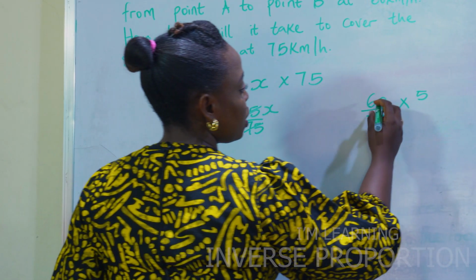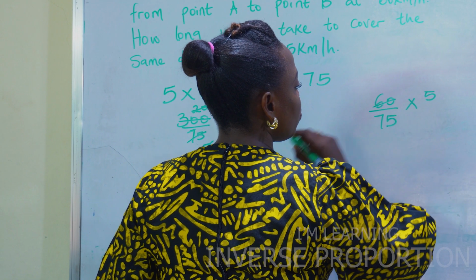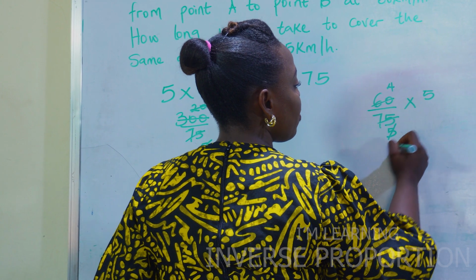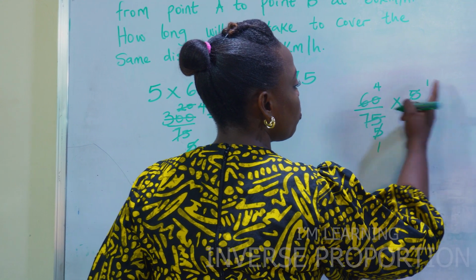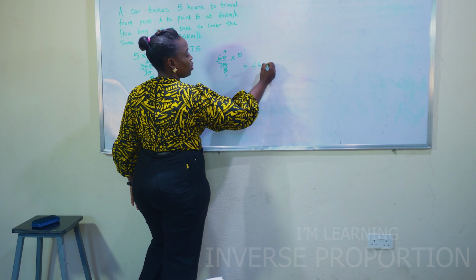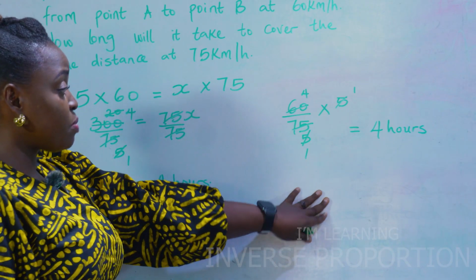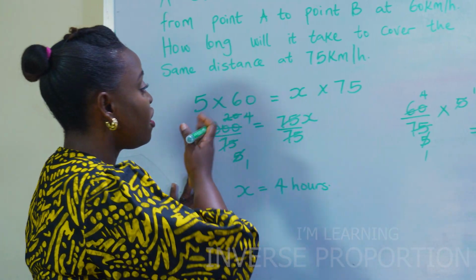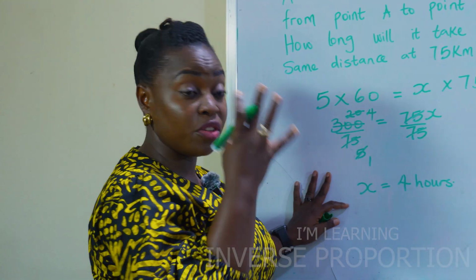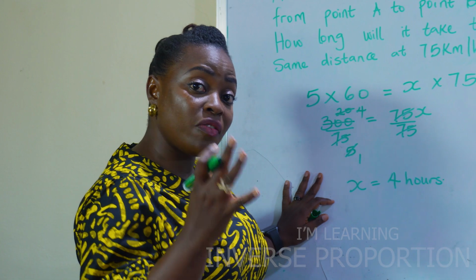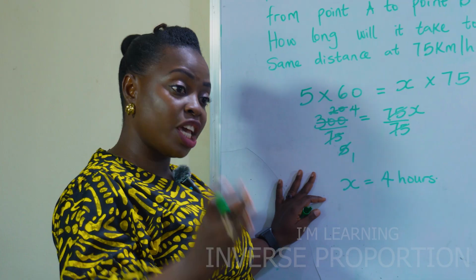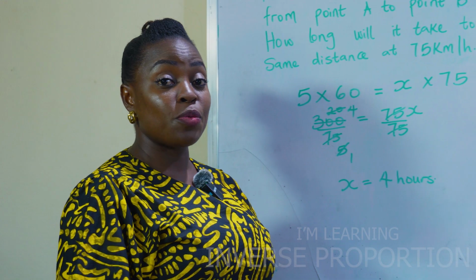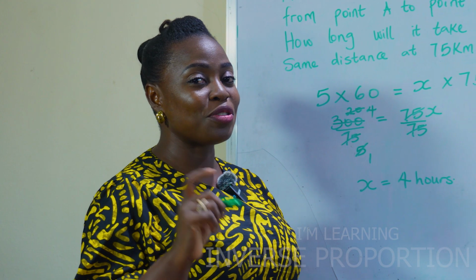Now let's reduce. 15 will go here 4 times. 15 will go here 5 times. 5 will go here 1 time. 5 will go here 1 time. When we multiply, we have 4 hours. So whether you use this method, which is if more, less divides, if less, more divides, or you use 5 times 60 is equal to x times 75 and you work it out, once you follow whatever method you want to use and you follow it carefully, you should arrive at the same answer. So now we're going to do one more question on the inverse proportion.